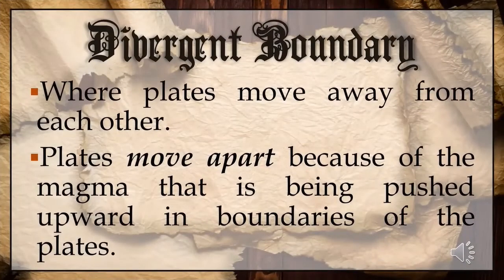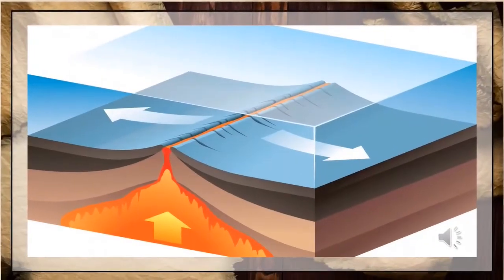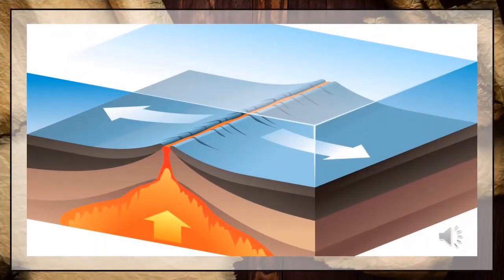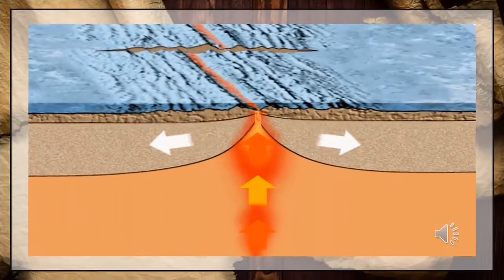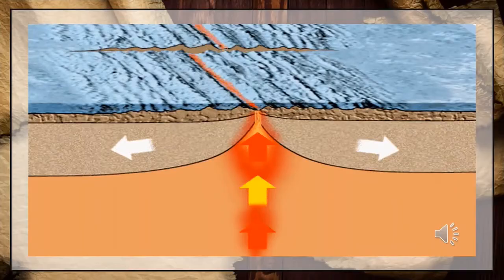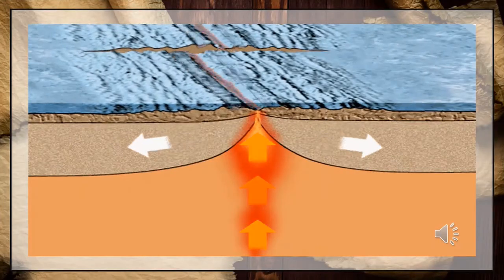The next type is the divergent boundary. It is where plates move away from each other. Plates move apart because of the magma that is being pushed upward in the boundaries of the plates. When this happens, the slowly moving plates transport newly formed crust away from the ridge as it spreads in both directions where the plates go. So this is how it looks in divergent boundaries.